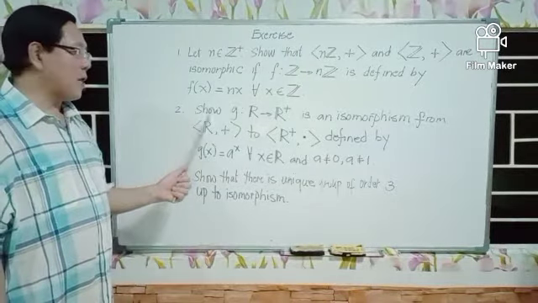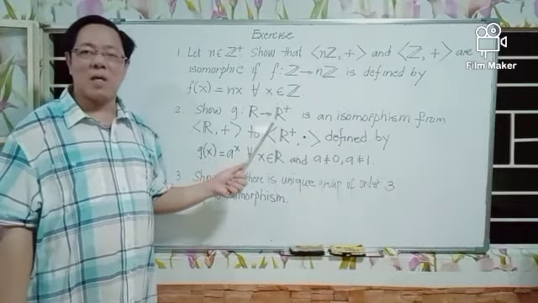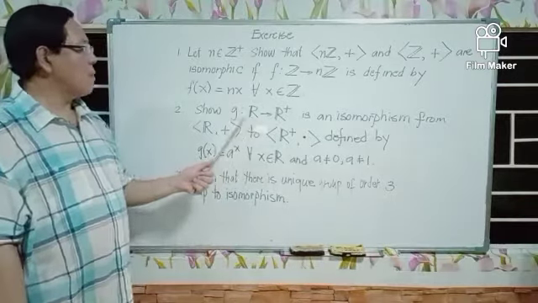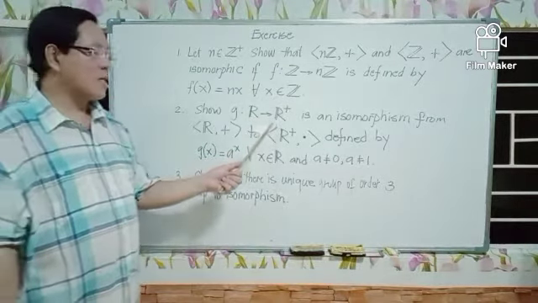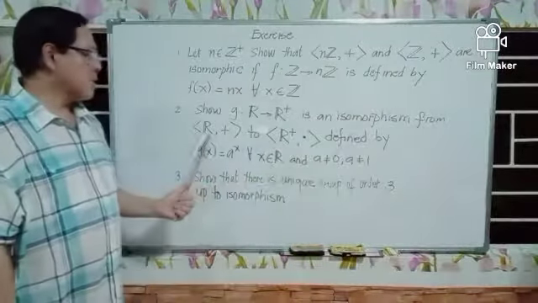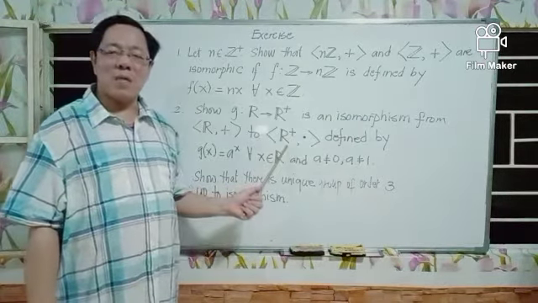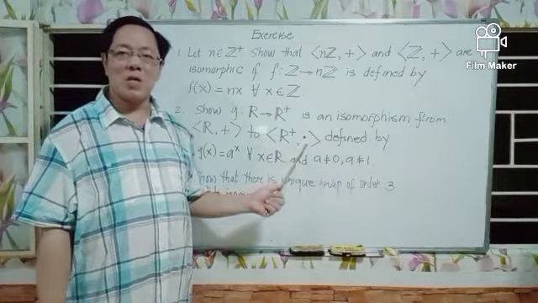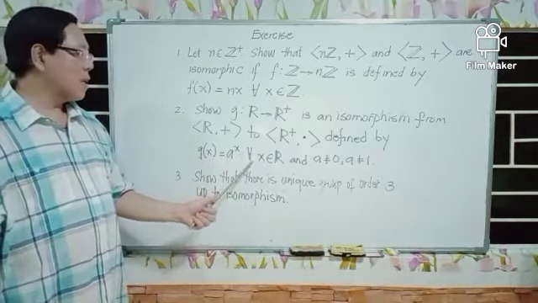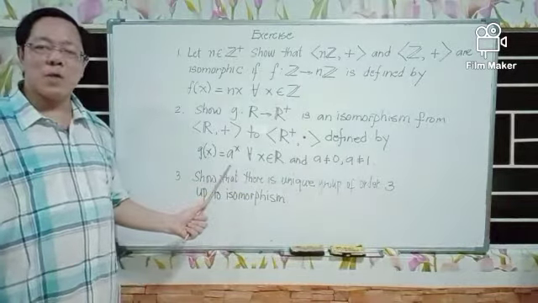Number 2, show that the function g from the set R of real numbers to the set of positive real numbers, we had the same isomorphism earlier from set R to R plus, the set of positive real numbers. Show that this is an isomorphism from this group of real numbers under the operation addition to this group of positive real numbers under the binary operation multiplication, defined by g of x equals a to the power x for every x element of R, and a, the base a here, is not equal to 0 and a is not equal to 1.